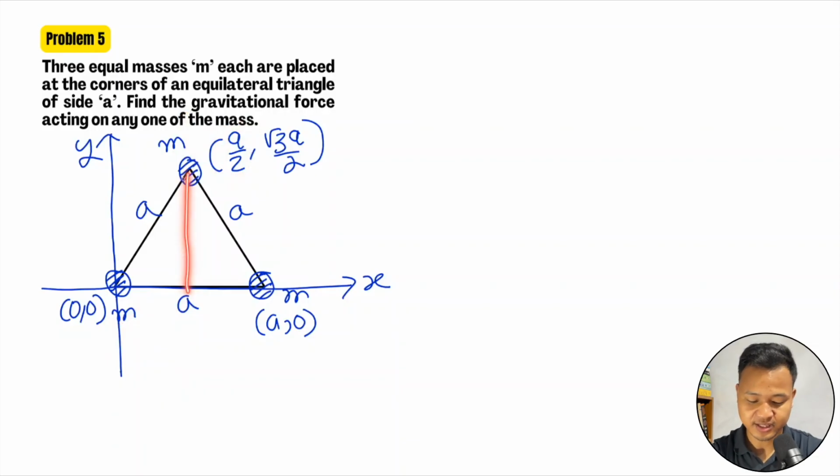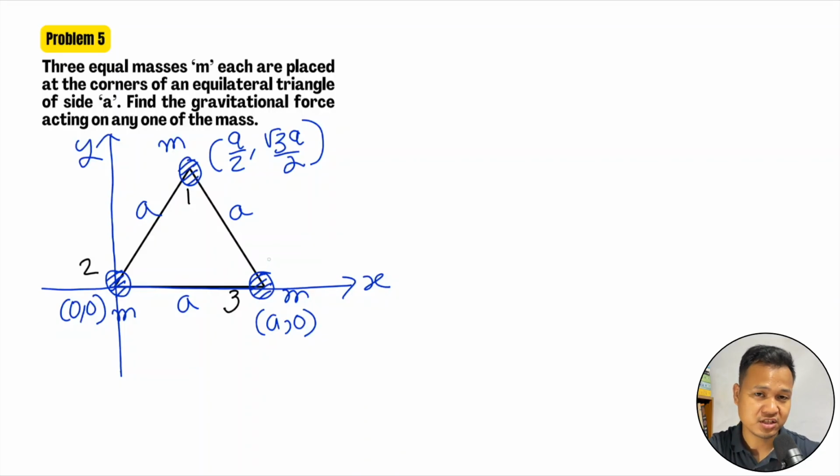Okay, and the height is along the y, it is root 3 A by 2, to position those. So now we can find out the net force on any one of the masses. So if you look at this system, mass 1, 2, 3, the net force on mass 3, the force from 2 and 1.